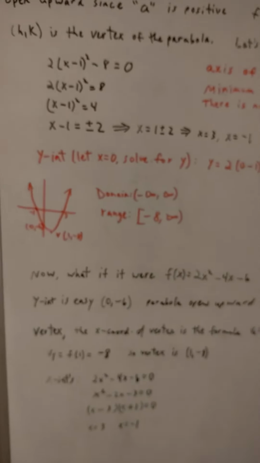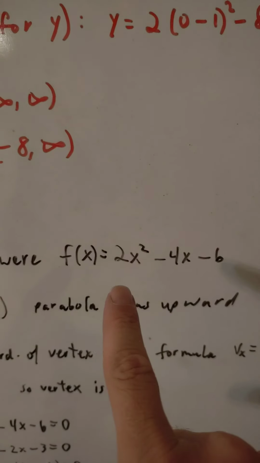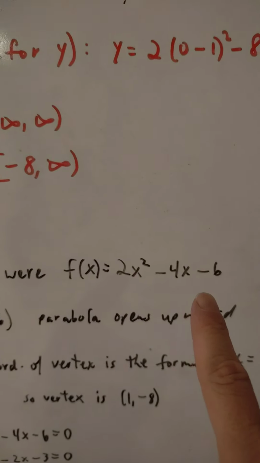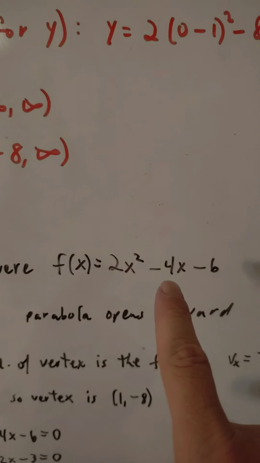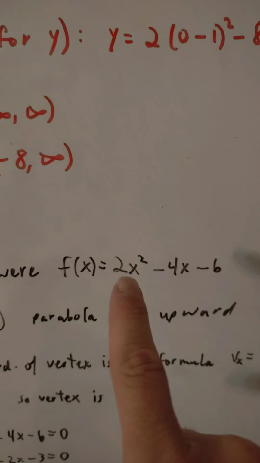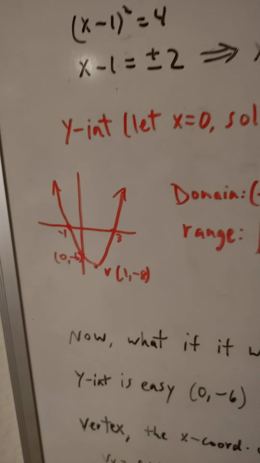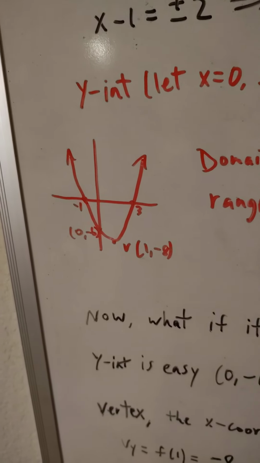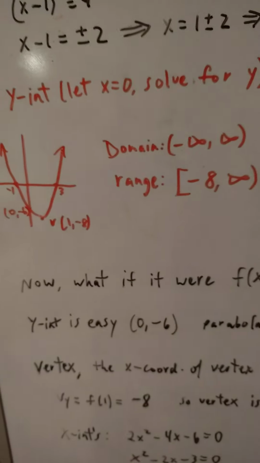Okay, so that's good. That was a good review. But what about if we have, say, this function right here? Notice it's not written in vertex form. It's written in standard form. It's kind of like ax squared plus bx plus c, where a is always the same as that a. I should really write down the standard form of a parabola.